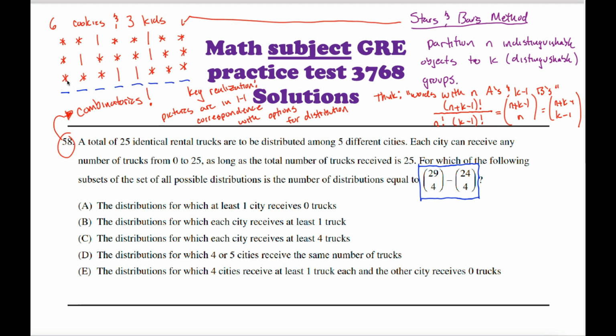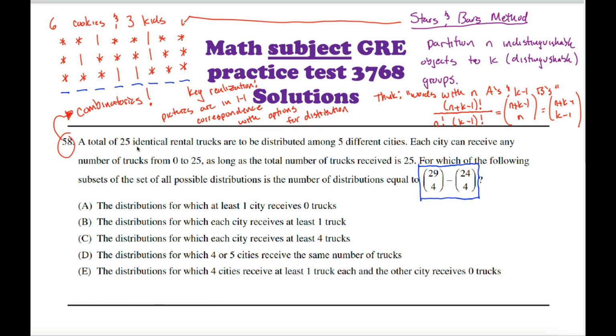I need to pick 6 of these 8 spots to put stars in for the cookies, and the remaining 2 spots will be used up for the bars, the partitions. Or equivalently, I need to choose 2 of the 8 spots to put the bars, and the rest of them will get stars, cookies. Either thinking about the number of words with N As and K minus 1 Bs, or choosing from the N plus K minus 1 slots where you're putting either the stars or the bars, we get a pretty easy and intuitive formula for the number of these pictures, which represents the total number of options for distributing N indistinguishable objects to K distinguishable groups.